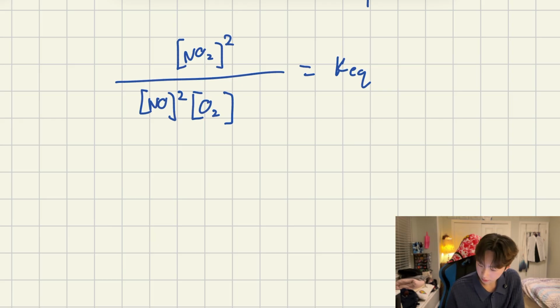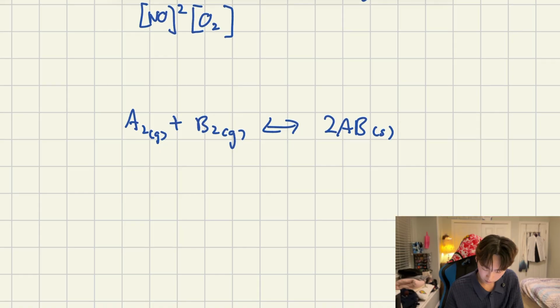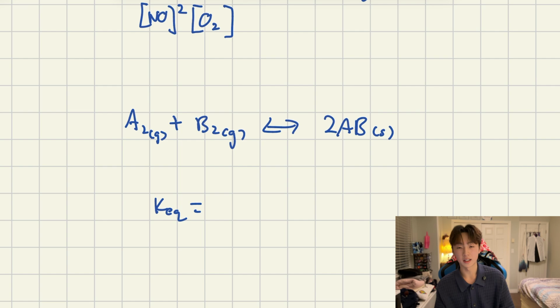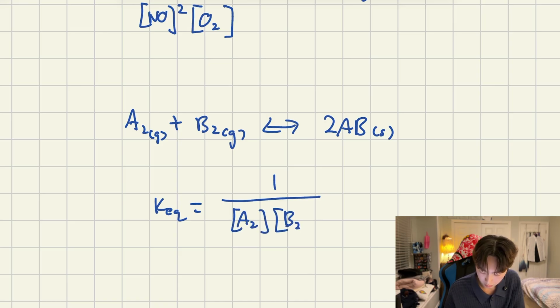Okay, let's do another example. We have A2. So in this case, we have a solid on the right side. So we know that isn't counted in the calculations. So we just have 1, which is our products, divided by our reactants, which is going to be concentration of A2 times the concentration of B2.